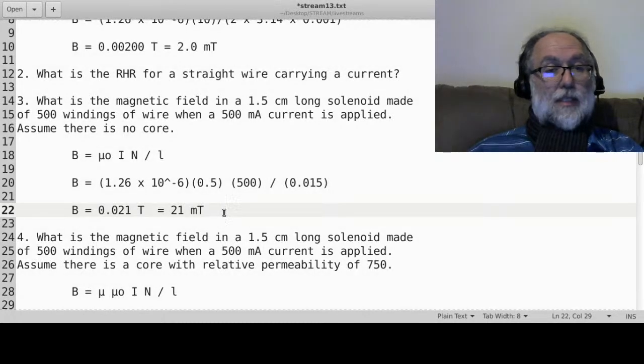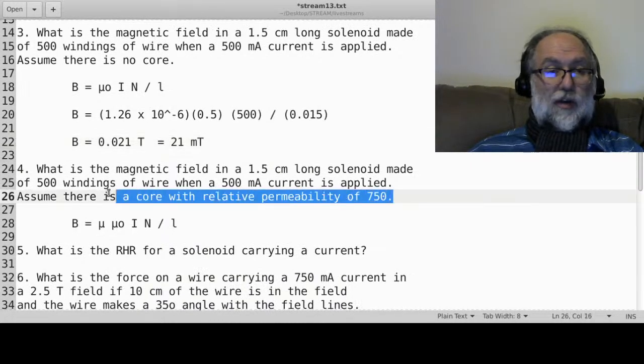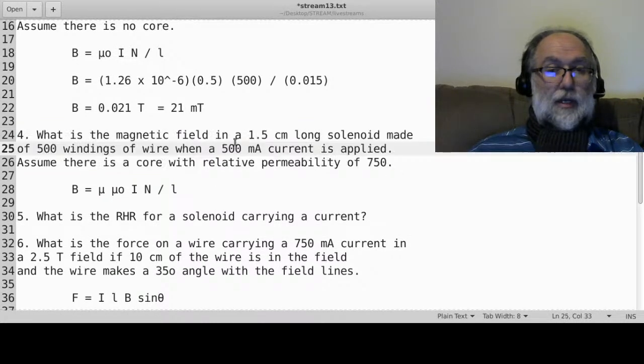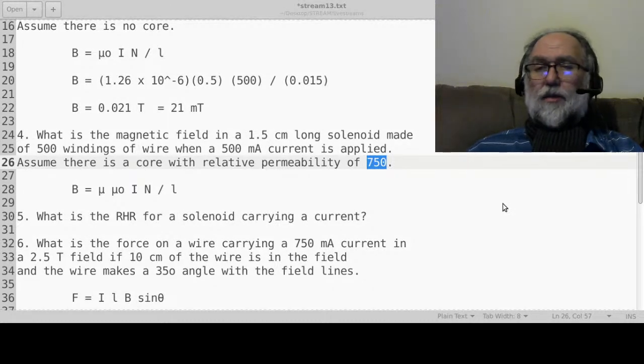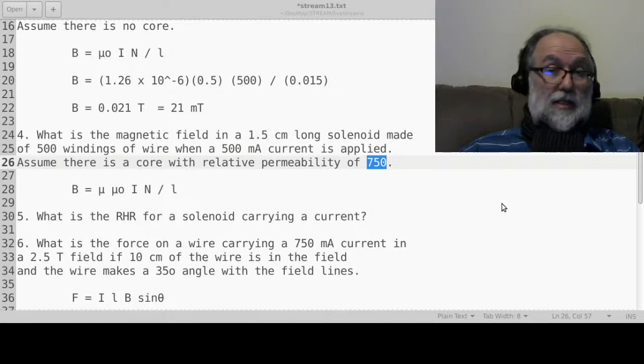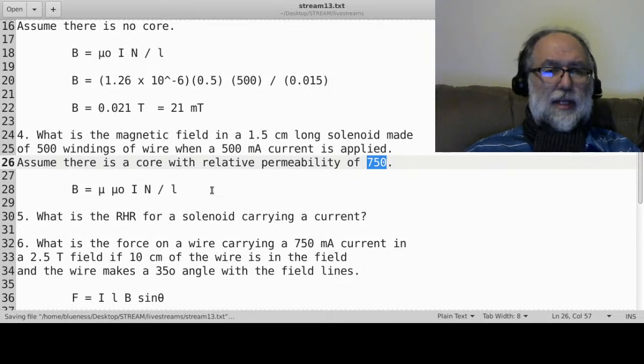Okay, so the next problem is actually the same problem all over again. Okay, and it says what is the magnetic field? 1.5 centimeter long solenoid, 500 windings, 500 milliamps, but this time there is a core, and it has a relative permeability of 750. Okay, and this relative permeability, all it means is just the enhancement factor. That's it. It just means that this magnetic field is going to be 750 times bigger than if there were no core. Okay, and so really you don't even have to recalculate everything.